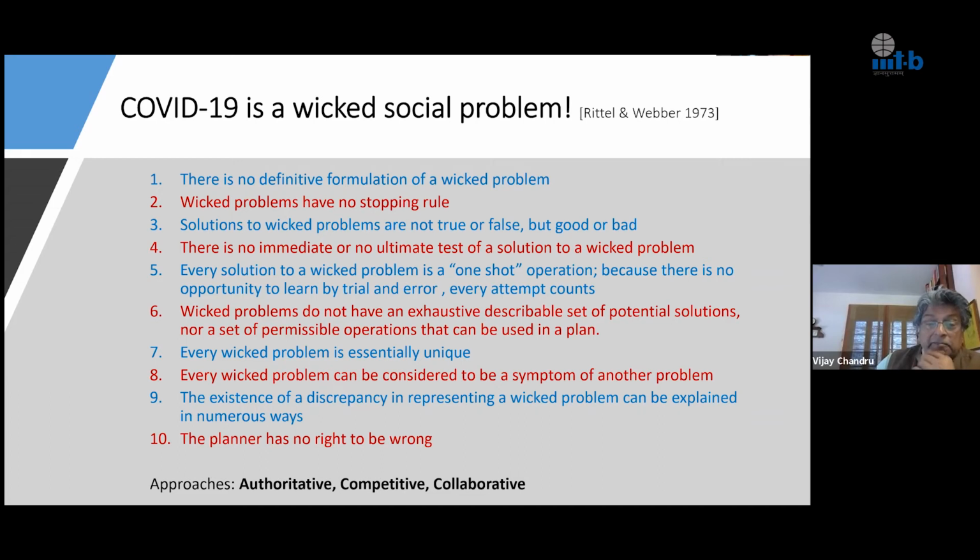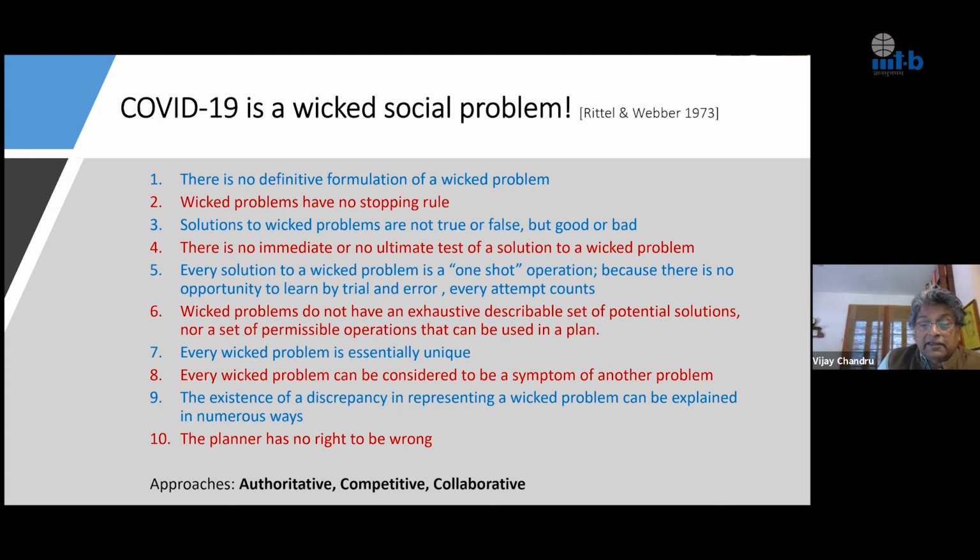And the worst part is, of course, the planner has no right to be wrong because lives depend on it, and it can have devastating effects, right? So this is a classical wicked problem, and there are only a few ways in which you can approach wicked problems, and we've seen these being used in the context of COVID. Now, which is the most effective, we won't know until this whole thing dies down. But there's the authoritative, there's the competitive, there's the collaborative, and so forth.